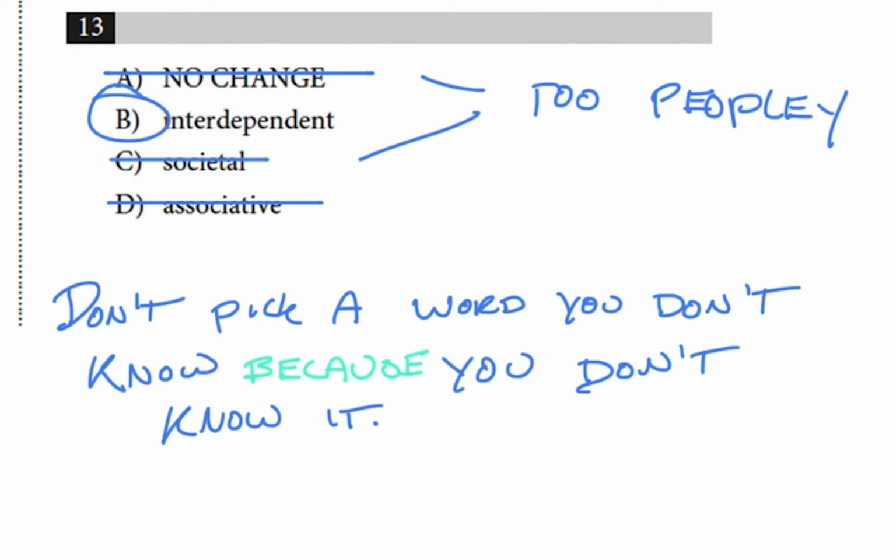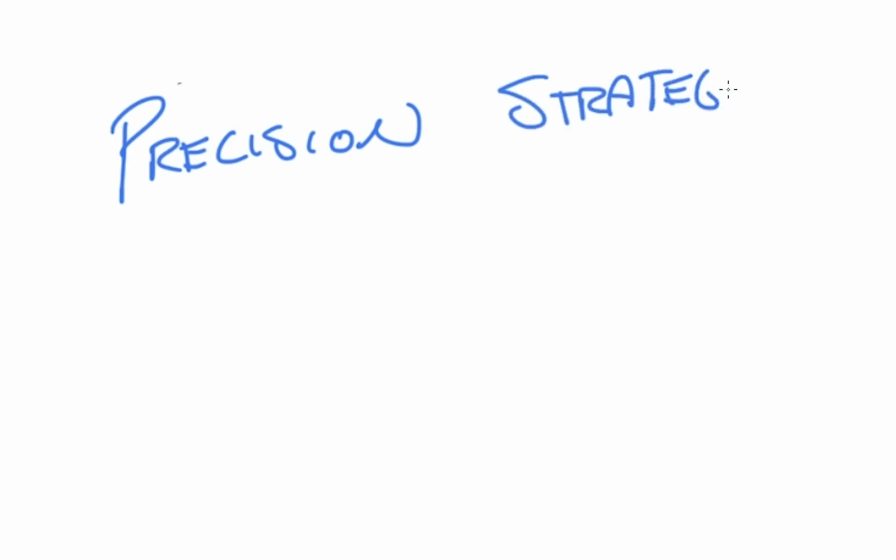It matches the context of the paragraph. It has a connotation of systems without the added connotation of human cities or relationships. And unlike associative, it doesn't have a primary connotation with math. So overall, your strategy for precision word choice questions is to think about connotation and context.